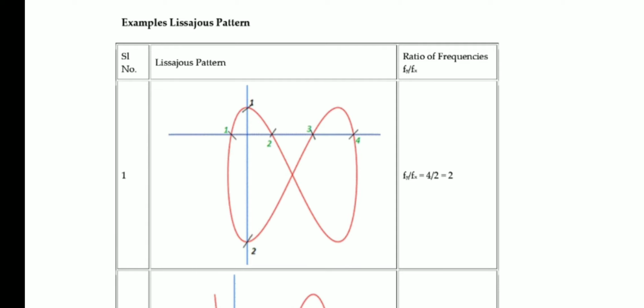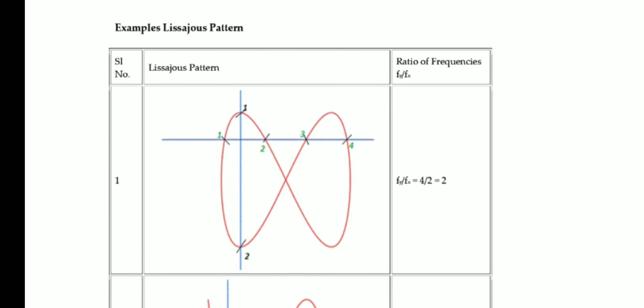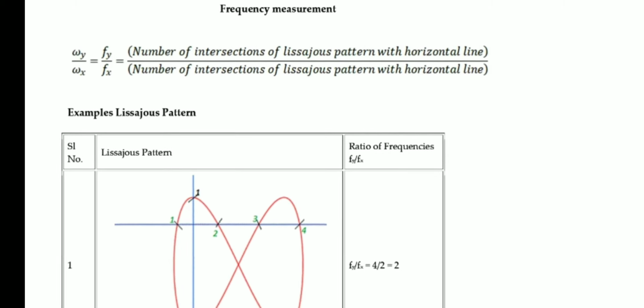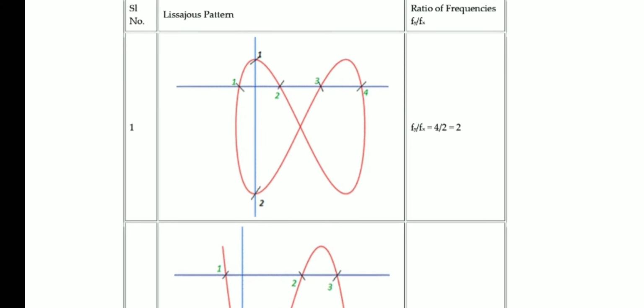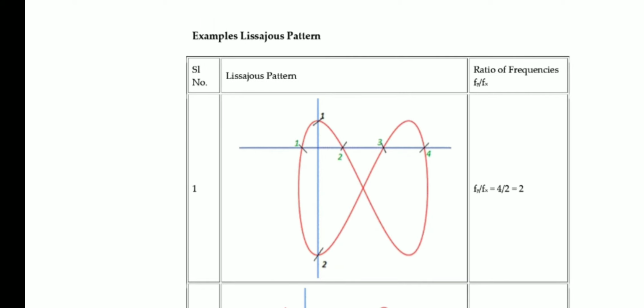Now this pattern crosses the x-axis here. How many places? See here, 1, 2, 3, 4. Okay, 4 intersections. So the Lissajous pattern crosses the x-axis at 4 places. And what about the y-axis intersections? 1 and 2 only. Okay, 2 intersections on the y-axis. Hence the frequency ratio is the number of intersections on the x-axis divided by the number of intersections on the y-axis. So 4 by 2. So it is nothing but 2.